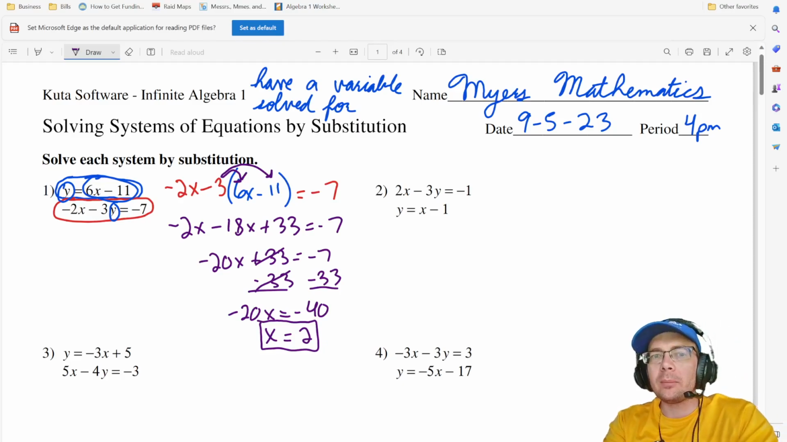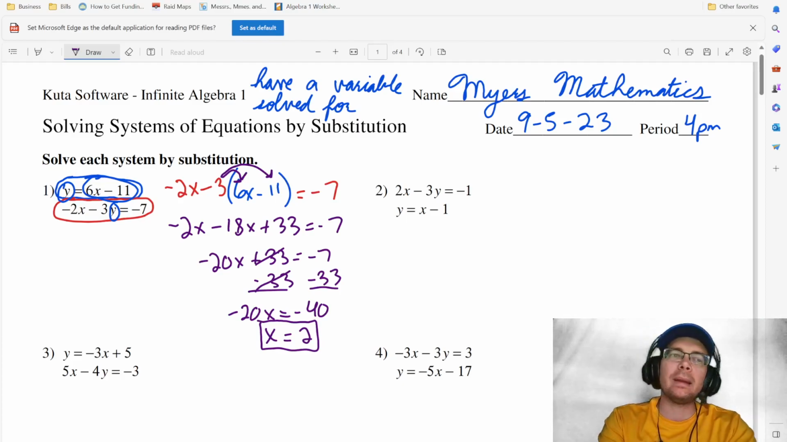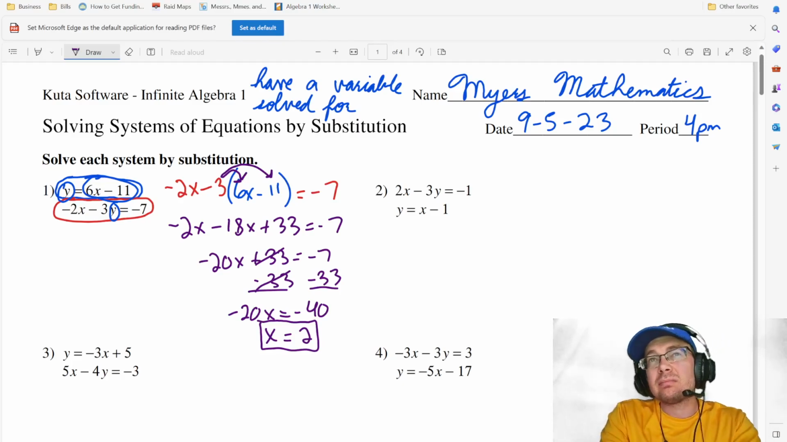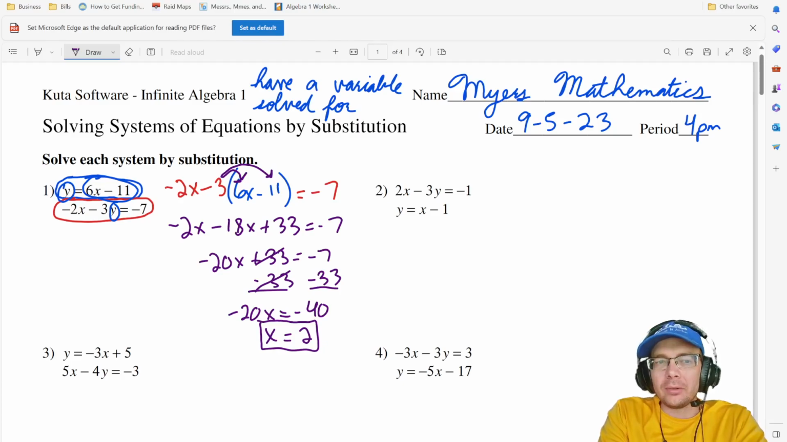And the cool thing about substitution that makes it a little bit better, I think, maybe, than elimination. If you like elimination better, that's okay. I do too. But I think substitution is slightly better. If you were to do 1,000 math problems with one method and then 1,000 more with another method, oh, that sounds terrible. But if you did, you would find that you'd get the answer a little bit faster with the substitution method.